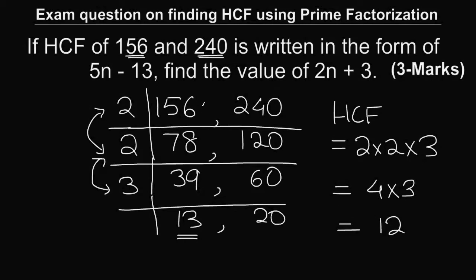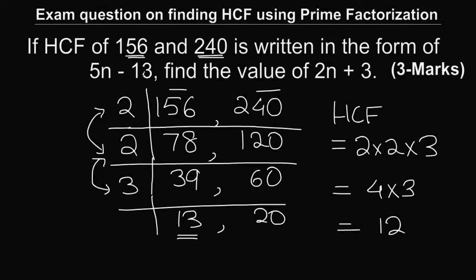Now we could have saved some time if we had first determined directly that 4 is a common factor. What is the divisibility rule for 4? If the last two digits are divisible by 4, then the entire number is divisible by 4. So 56 and 40 are both divisible by 4. But let's continue with the rest of the question.